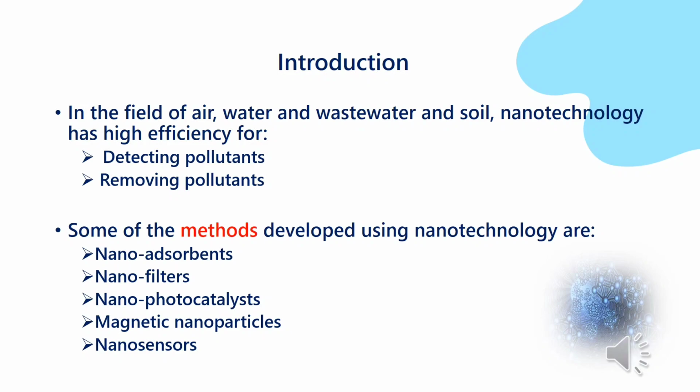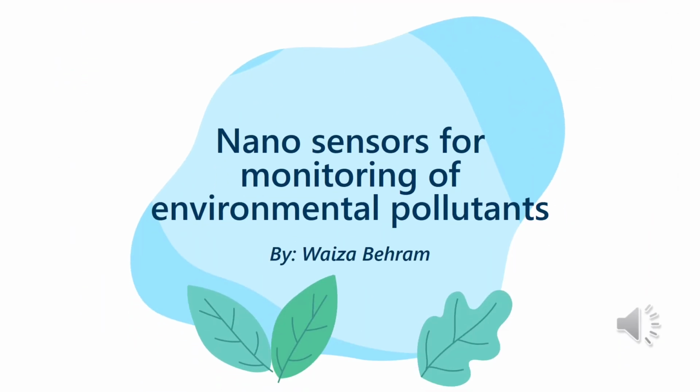There are several methods that have been developed for the efficient use of nanomaterials in this field: as nanoadsorbents, nanofilters, nanophotocatalysts, magnetic nanoparticles, and nanosensors. First of all, I'll discuss nanosensors for monitoring of environmental pollutants.